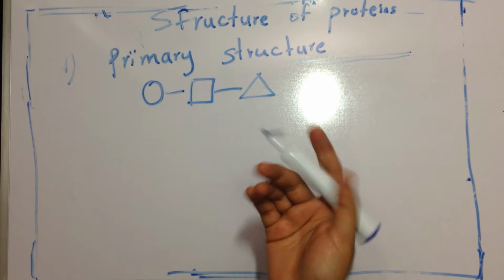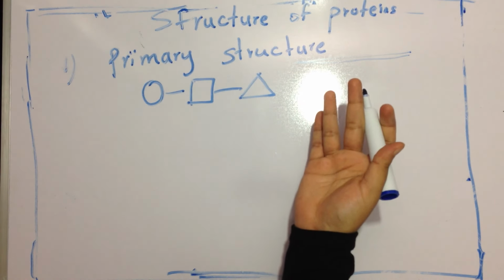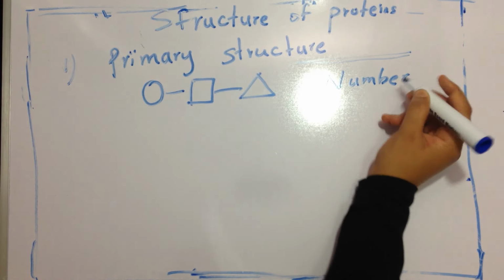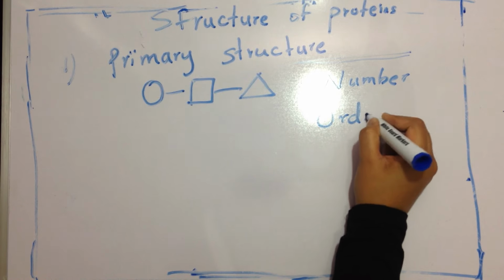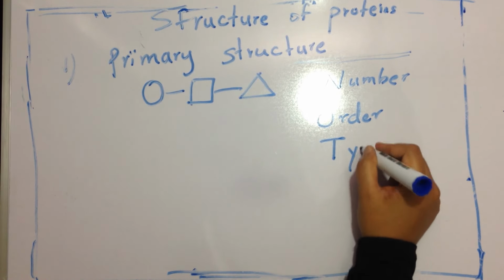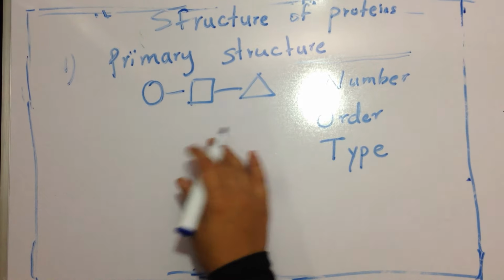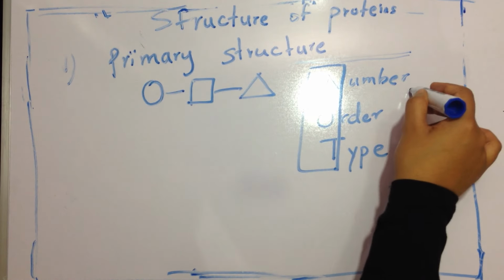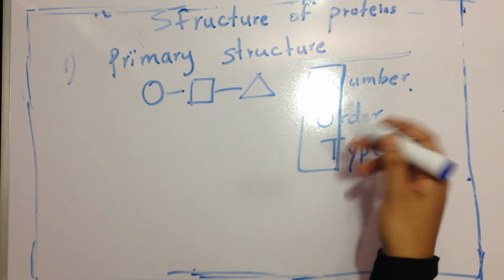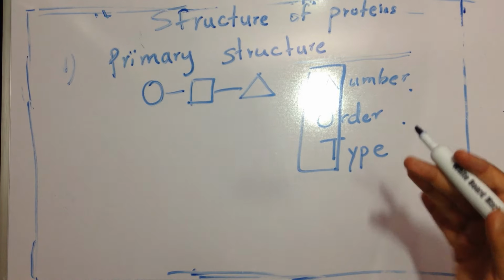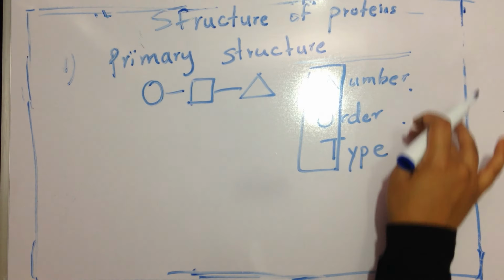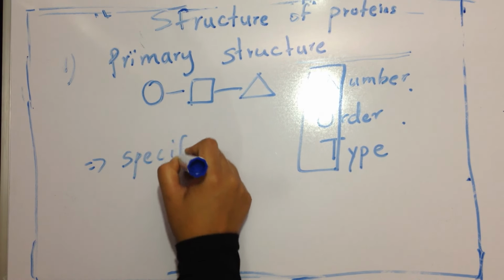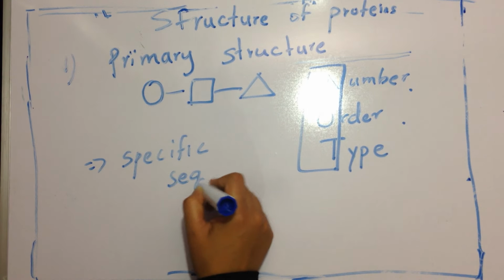Okay, so the primary structure will depend on the number, the order and type of amino acids. So we can easily remember: number of amino acids, order of the amino acids, that means sequence, and the type of amino acid. In one word, these three can be stated as a specific sequence of amino acids.